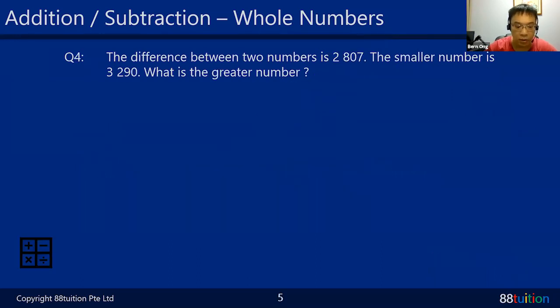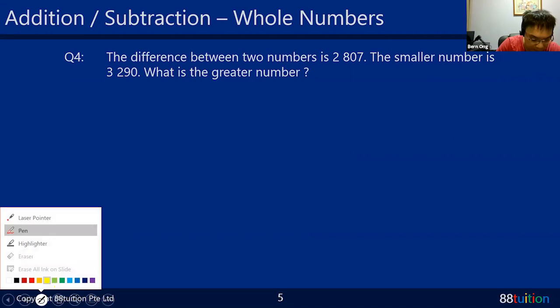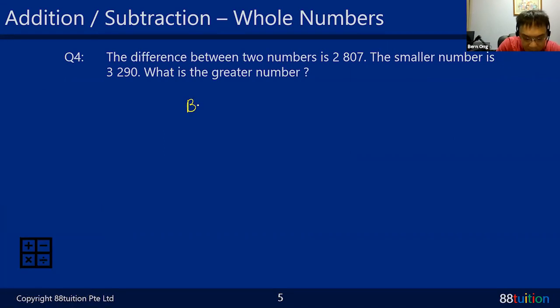So down here, question 4, the difference between two numbers again is 2,807. The gap is 2,807. Now the question gives you the smaller number. Don't panic, draw a model. I can do it. So you have the big number and you have the small number. Big number means you draw it longer. Small number means you draw it shorter.